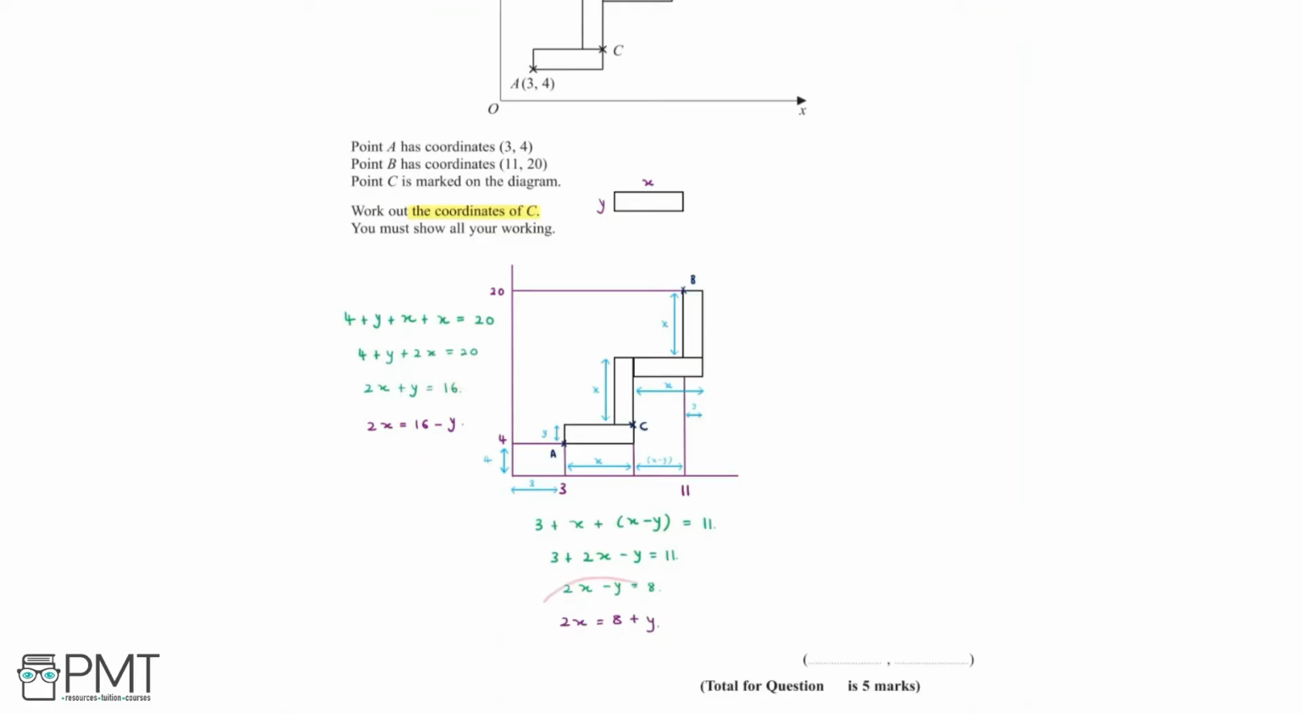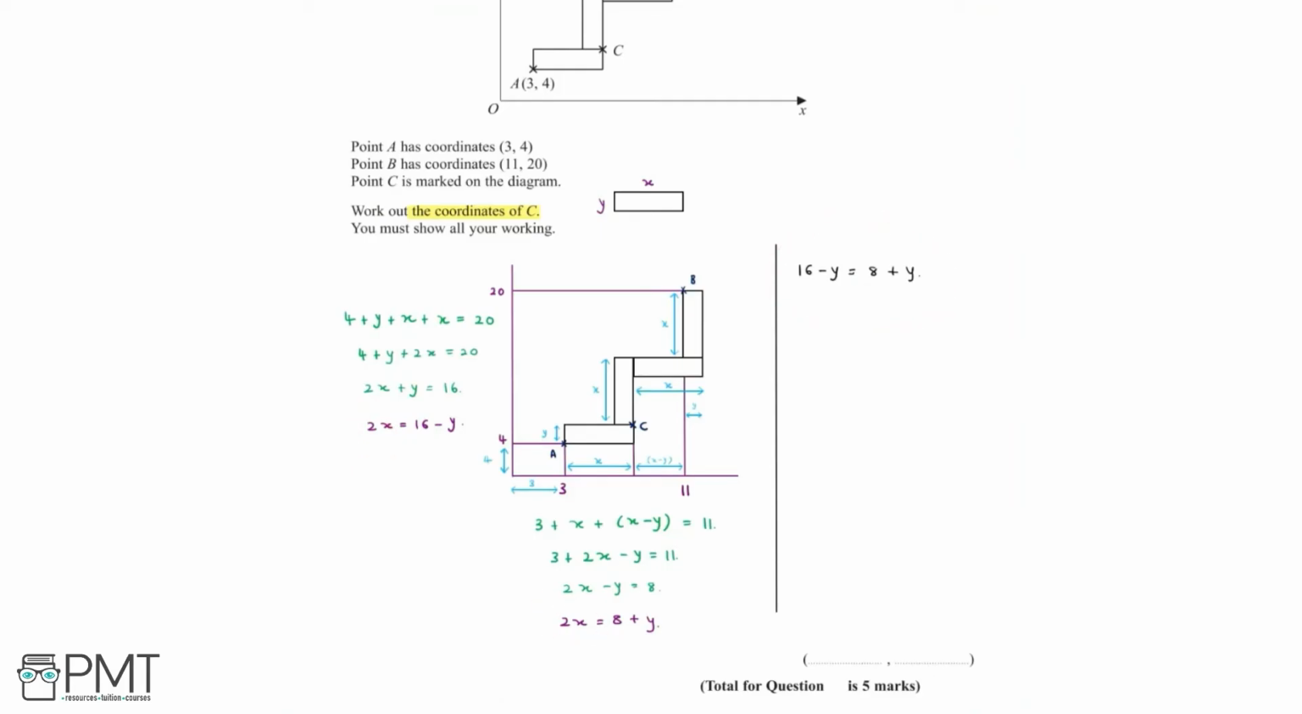Now you can see here that we have 2 sets of simultaneous equations. We have 2x is equal to 16 take away y, and 2x is equal to 8 plus y. In order to find the value of x and the value of y, we can set these up as equal to one another. And so 16 take away y would be equal to 8 plus y, because 2x is equal to 2x. And so we've written that over here.